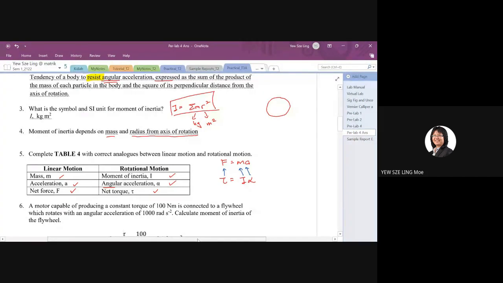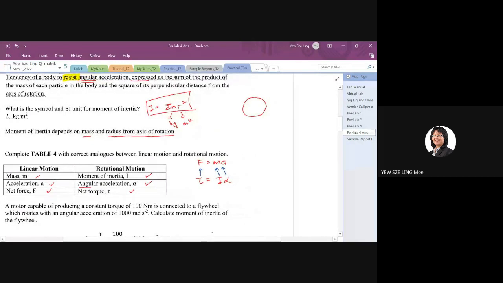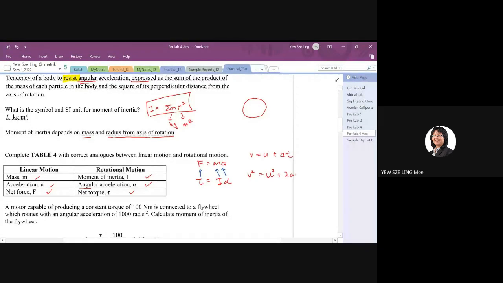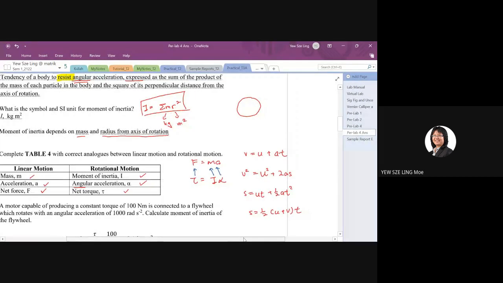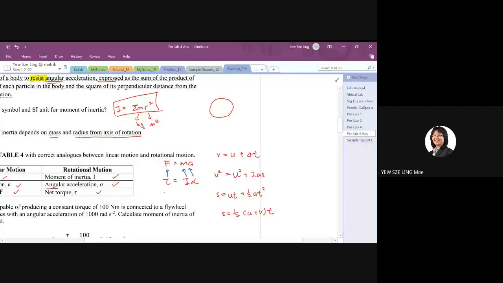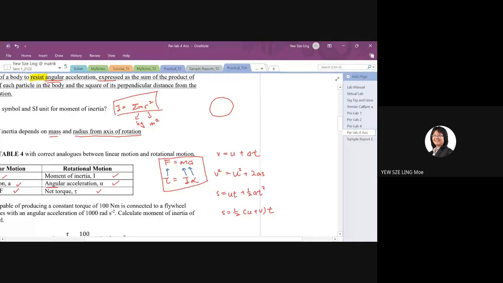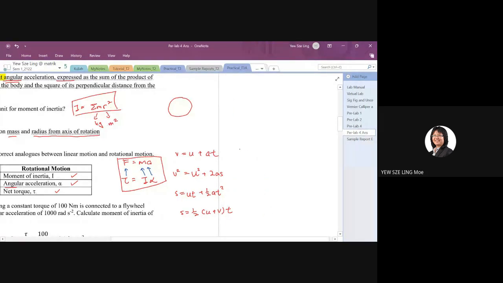So in other words, what does it mean? If you recall the equations that we have in Chapter 2: v equals u plus at, v squared equals u squared plus 2as, s equals ut plus 1/2 at squared, s equals 1/2 (u plus v)t. We can transform these equations in linear motion into rotational motion, which means these 4 equations can also be transformed into equations for rotational motion.